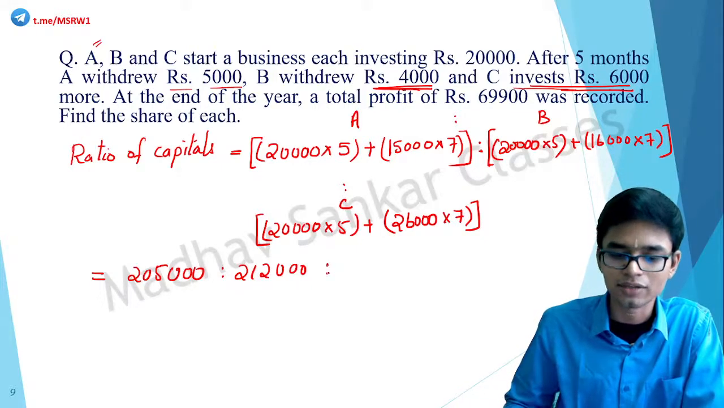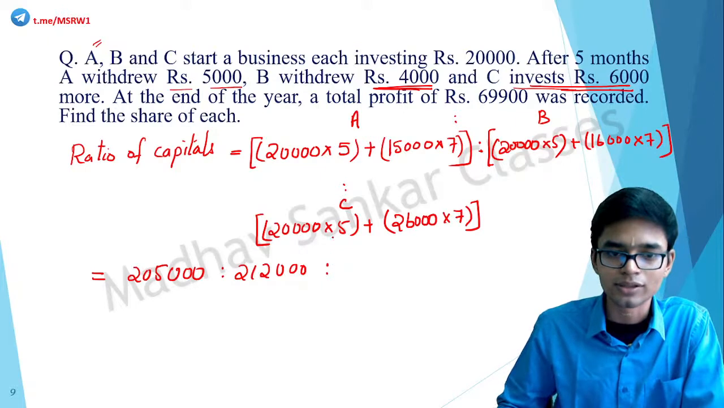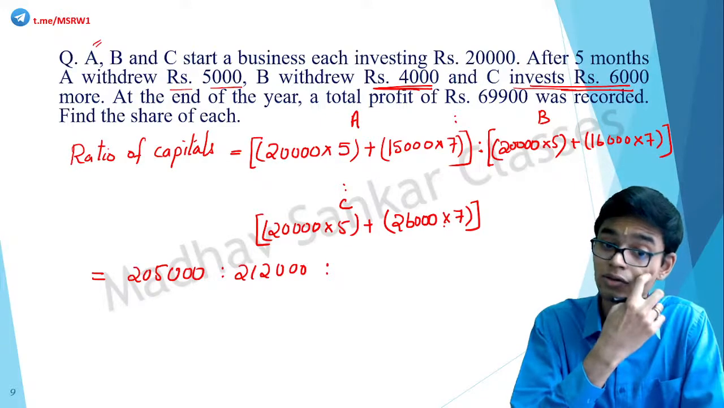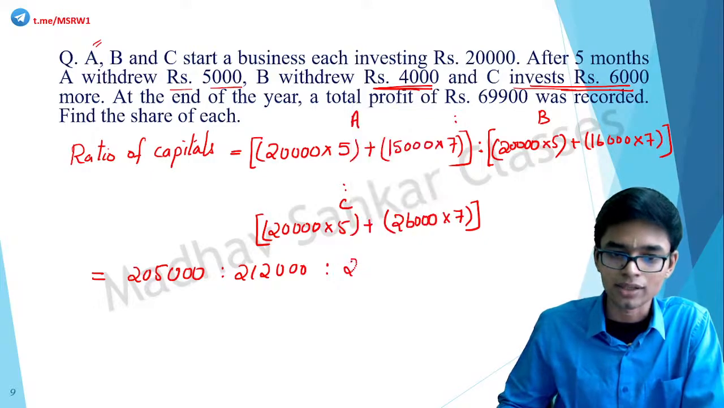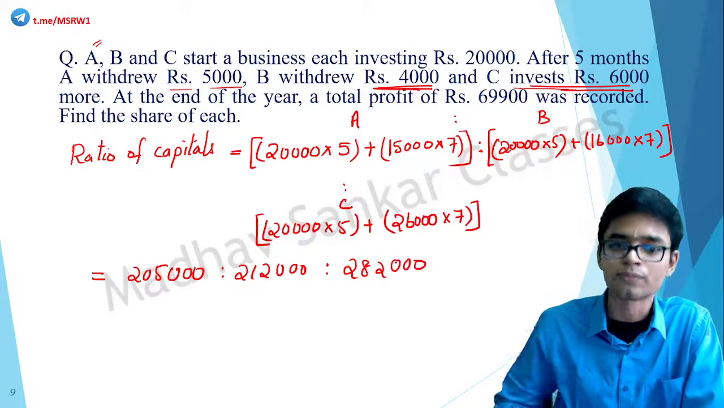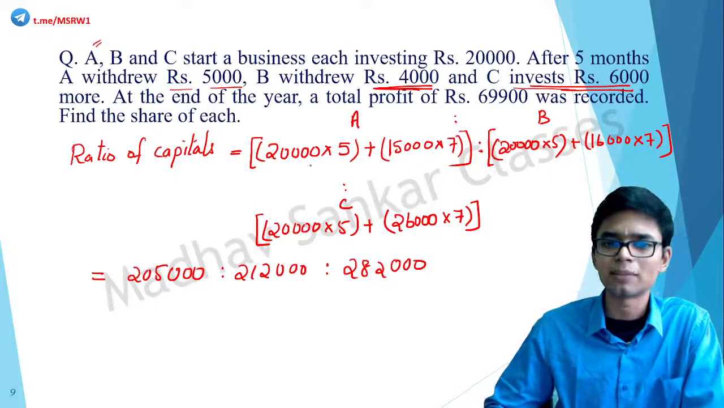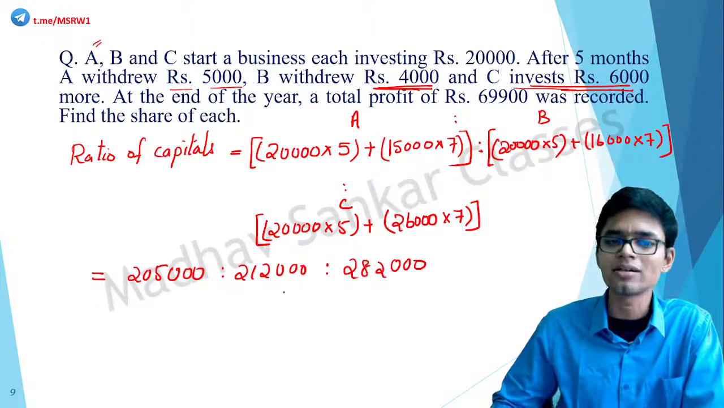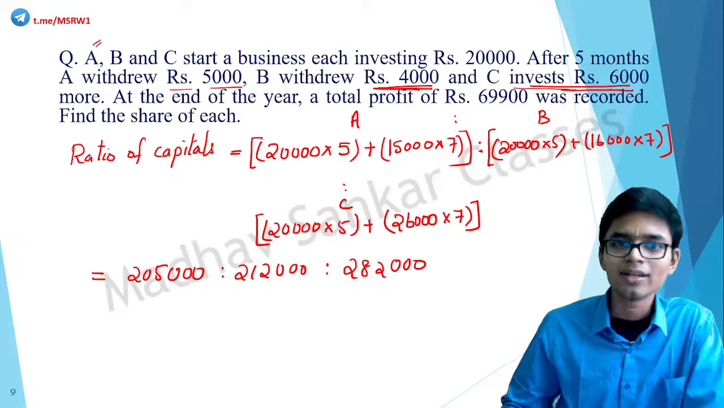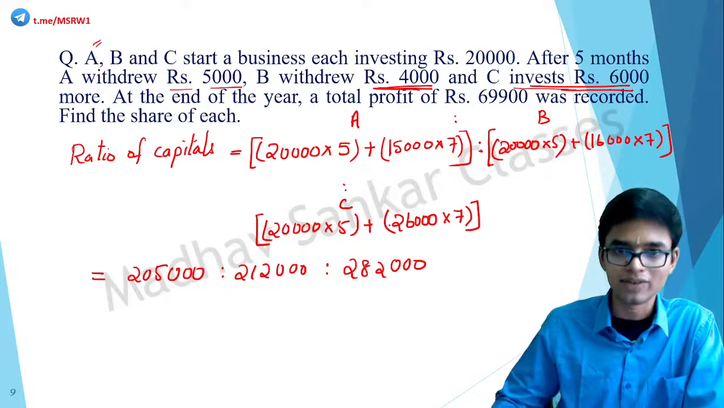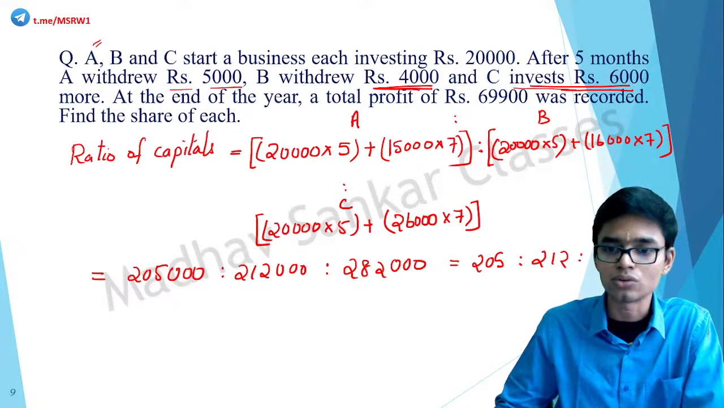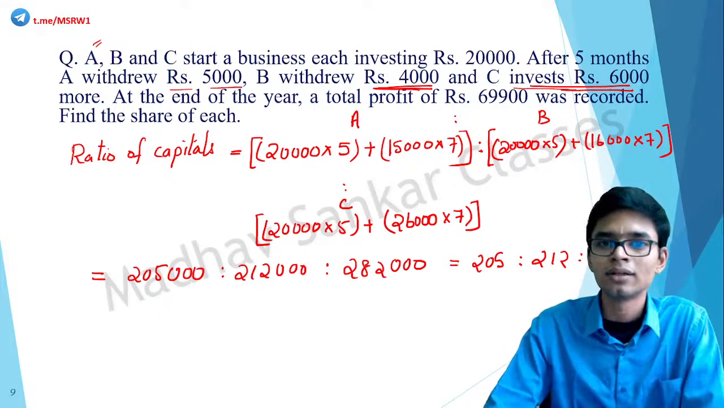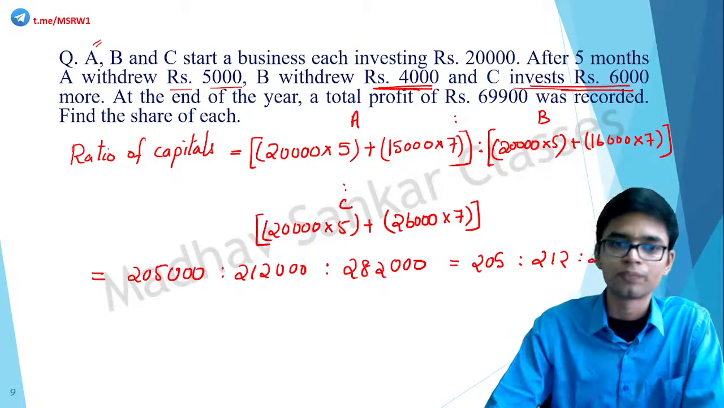I hope there is no mistake. If there is any mistake, please let me know. 20,000 into 5 is 1 lakh again. 26 into 7: 26 into 5 is 130, and then plus 52, 82. So 182 plus 100, 282 followed by 3 zeros. All I did is simply multiply all these things and did the addition and wrote it. That's it. All right, so we can convert this into even simpler forms. That is 205 is to 212 is to 282, cancelling out the zeros.